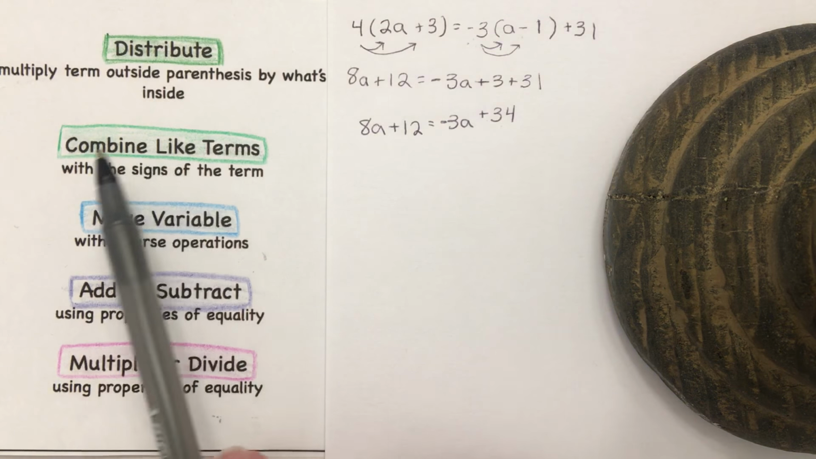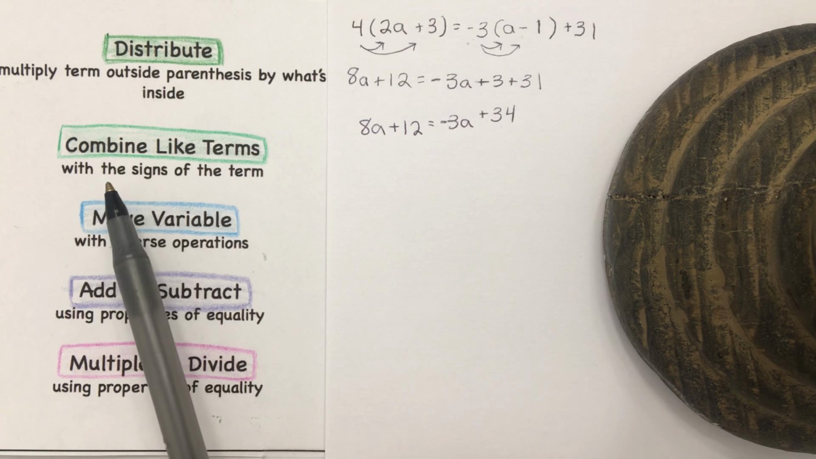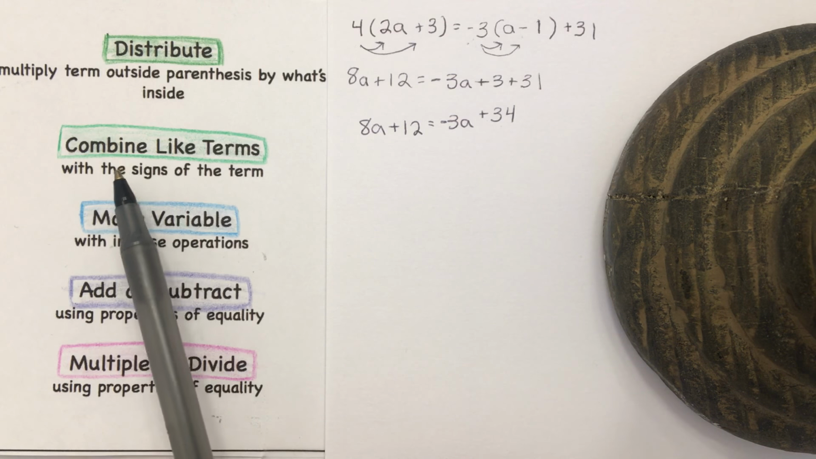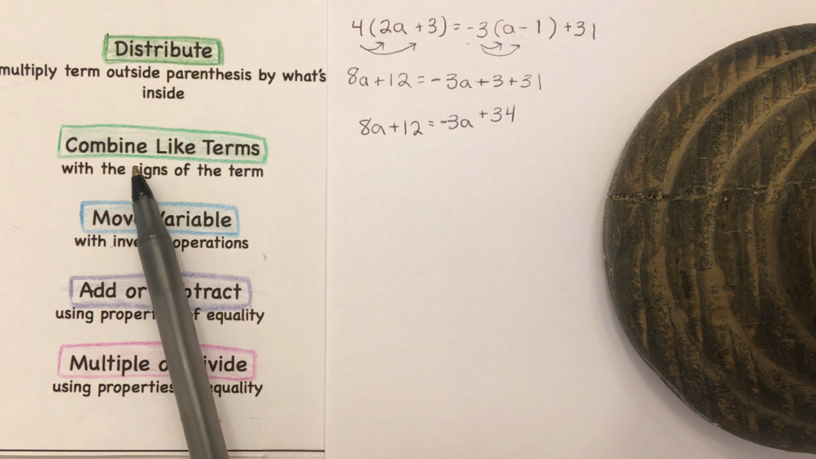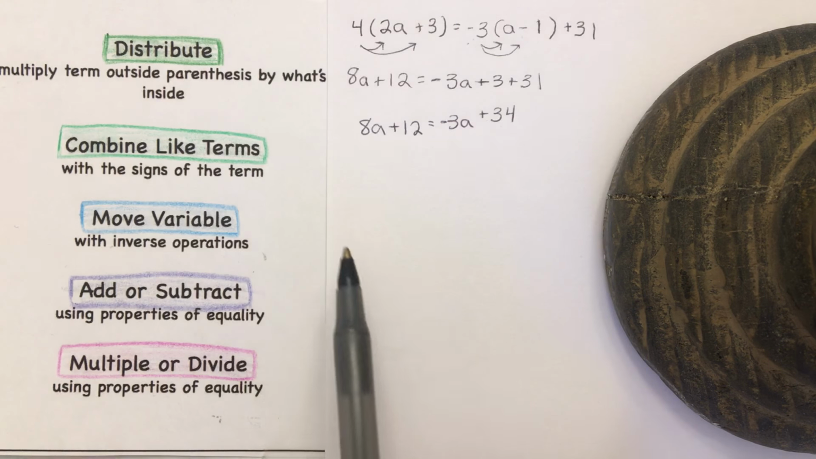So I've combined like terms. Notice that this step goes with the left side and the right side, so we have not moved stuff across the equal sign. We're just combining stuff that's already on the same side. Then once we get down to step 3, that's where we're going to start moving things across the equal sign. So the first step is to move the variable.